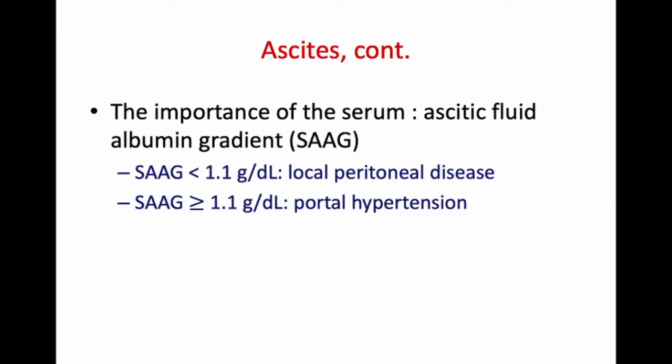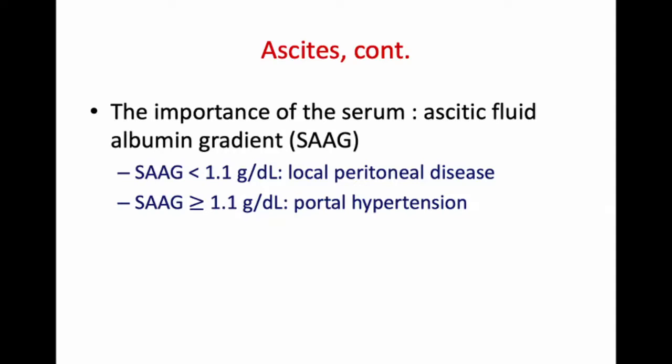So how we get this gradient is you check the serum albumin and you check the ascitic fluid albumin and you subtract ascitic fluid albumin from the serum albumin. Not divide, subtract. So the difference is the gradient, not the ratio. So if the SAAG is less than 1.1 grams per deciliter, it's due to local peritoneal disease. It's what you might think of as an exudate. But if it is equal to or more than 1.1 grams per deciliter, it's due to portal hypertension.